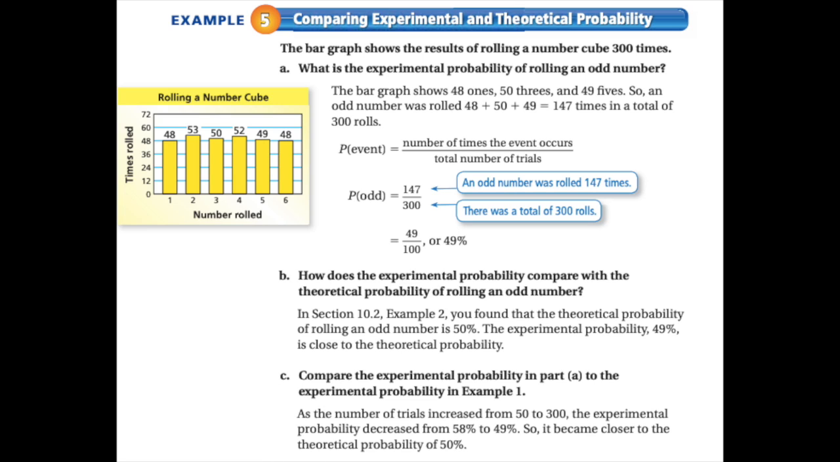Looking at letter C, we want to compare the experimental probability in part A to the experimental probability in example 1. So the one that we just looked at here at 49%. Flipping back a couple pages to example 1, you can see where the experimental probability was 58%. So we can obviously see that in this example, example 5A, that's where we have an experimental probability that is closer to the theoretical probability.